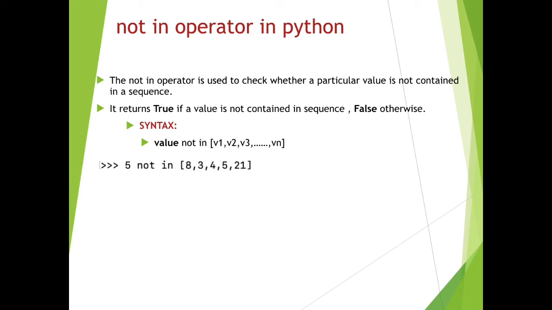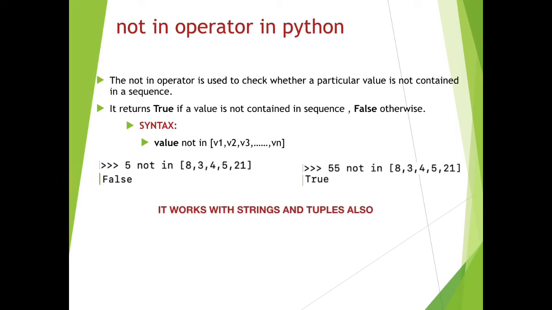For example, if I write 5 not in 8, 3, 4, 5 and 21, here 5 is present in this particular sequence, therefore it will return you false. If I write 55 not in 8, 3, 4, 5 and 21, yes, 55 is not present in the list. So if a value is not present in the given list, then it will return the result as true. It also works with strings and tuples.